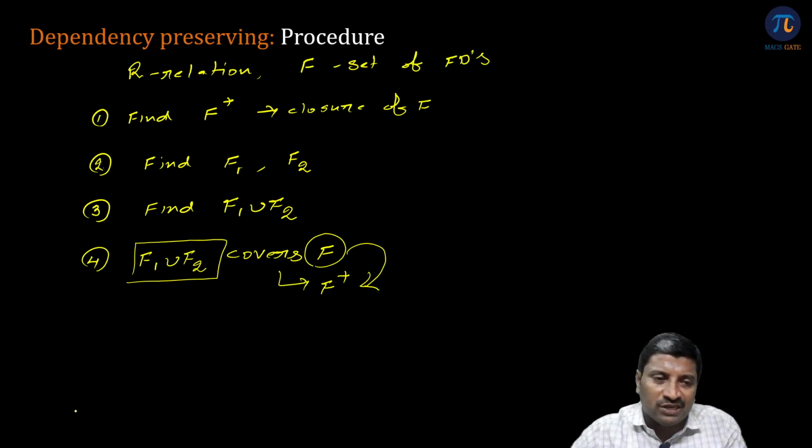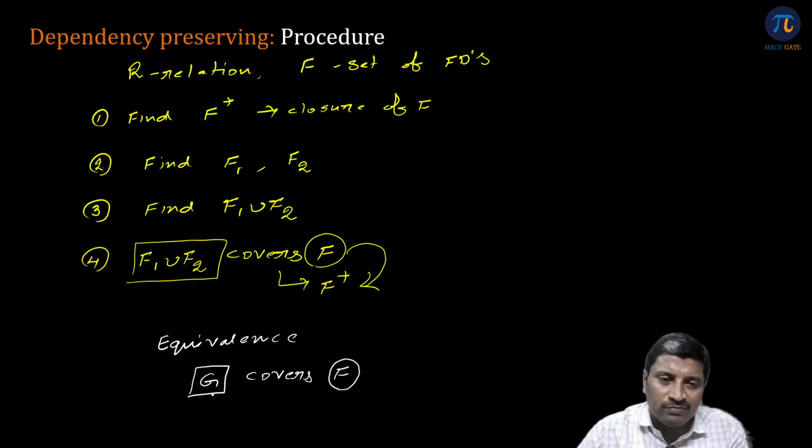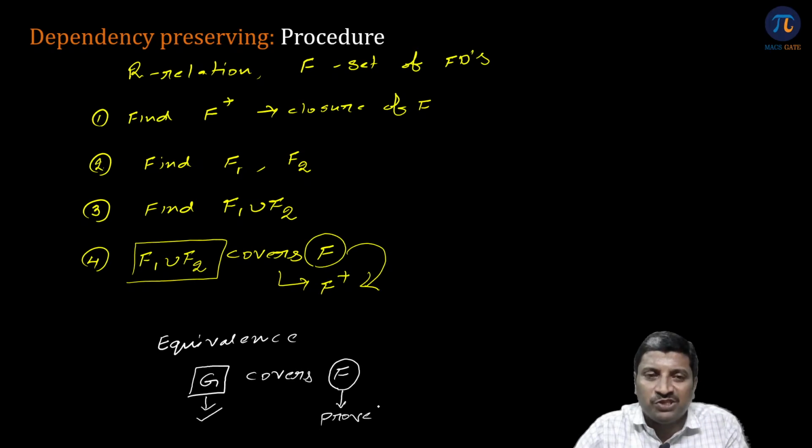Whenever we are discussing the concept of equivalence, we have already discussed what is the meaning of G covers F. What is the meaning of G covers F, sir? We need to assume the FDs in G. Then I need to verify all the FDs of F were implied by G or not. That means first we need to assume them, then we need to prove them. Right? So this is the procedure. Let me explain the procedure with one example.